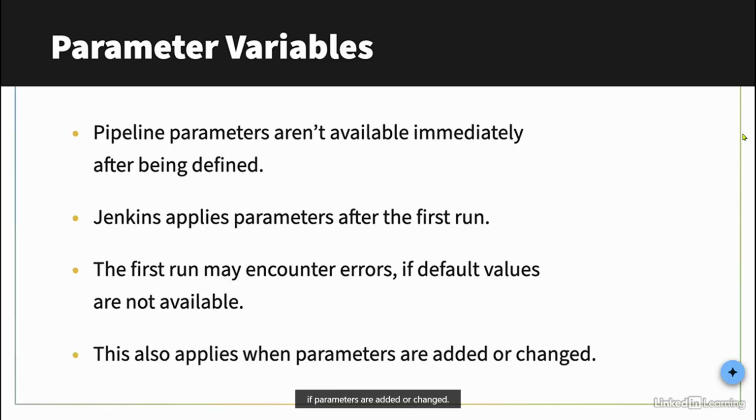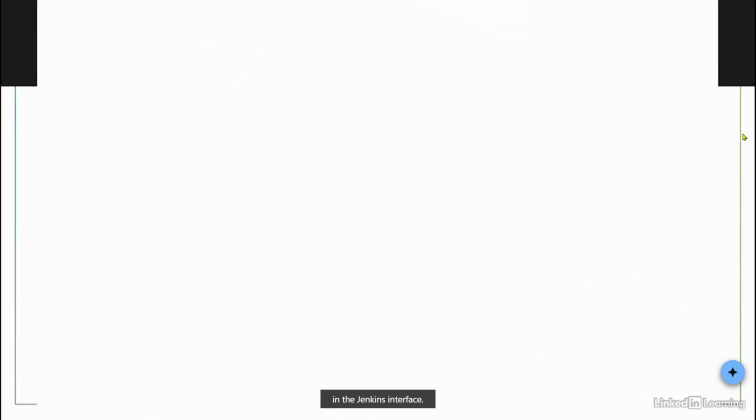This is also the case if parameters are added or changed. If you modify or add a parameter, the pipeline will need to be run once before the change is applied. Let's see how all of this comes together in the Jenkins interface.